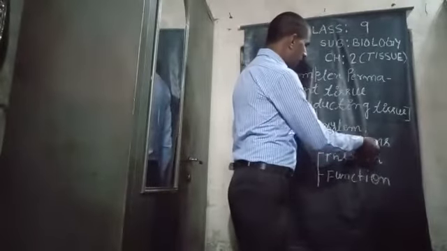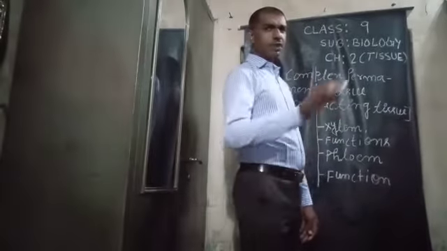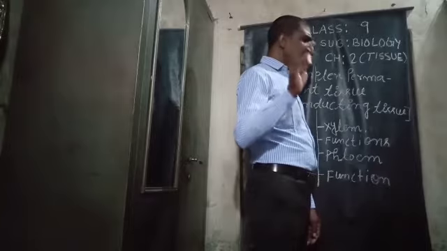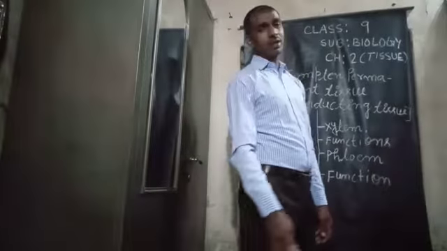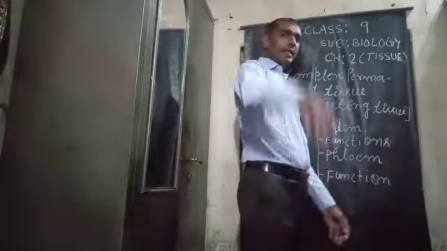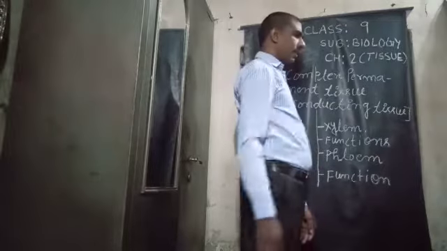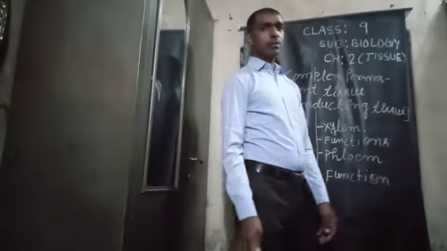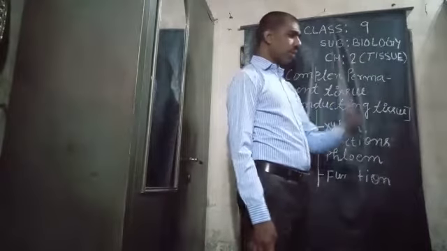So after that I am going to describe the function of xylem. So what is the function of xylem? Xylem tissue is mainly concerned with the conduction of water and minerals from the root to the aerial part of the plant through the stem. It also provides mechanical support to the plant.